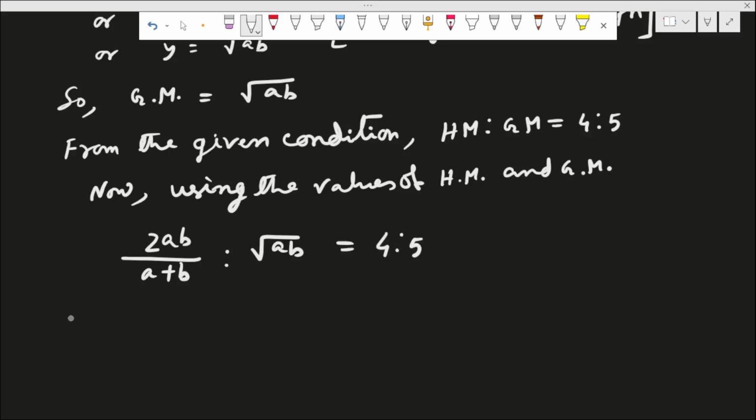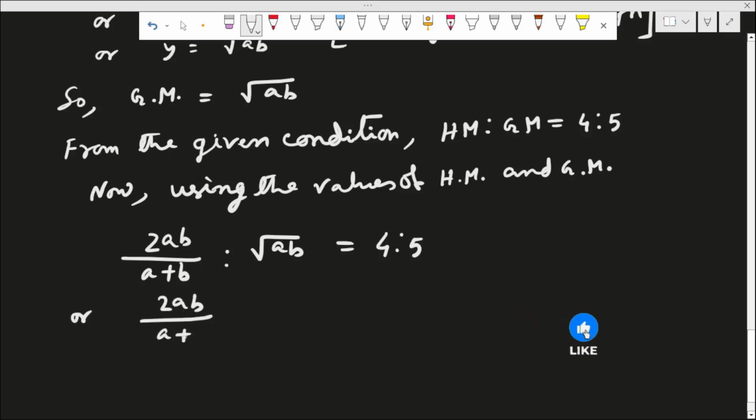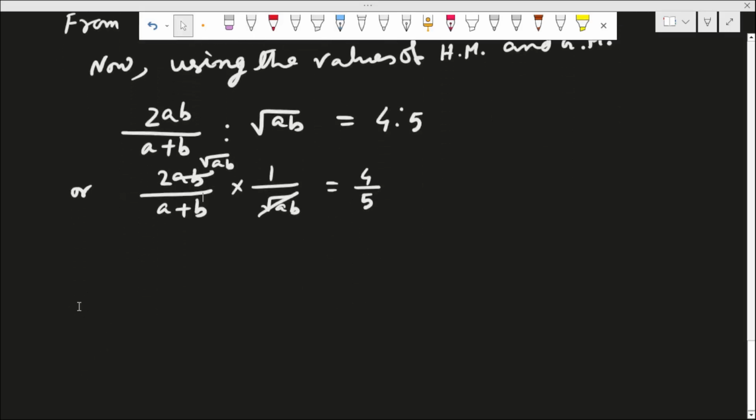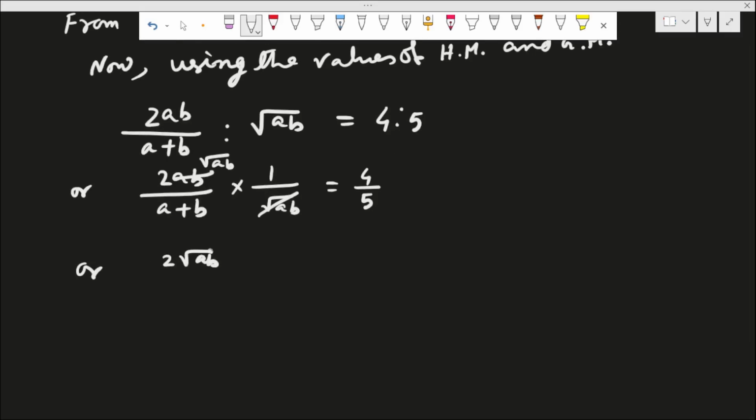This last equation may be reduced: 2AB by A plus B, divided by root AB, that means multiplied by 1 by root AB, equals 4 by 5. Now we make the calculation: root AB and AB, after cancelling, what will remain? 2 root AB by A plus B is equal to 4 by 5.